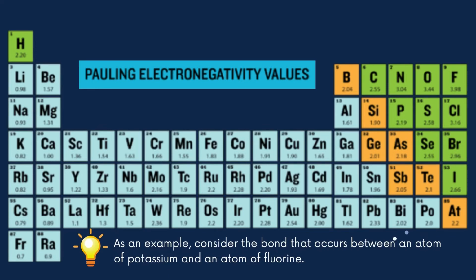As an example, consider the bond that occurs between an atom of potassium and an atom of fluorine. Fluorine has an electronegativity of 3.9, while potassium has an electronegativity of 0.82. Therefore, the difference in electronegativity is equal to 3.9 minus 0.82, which is equal to 3.08.